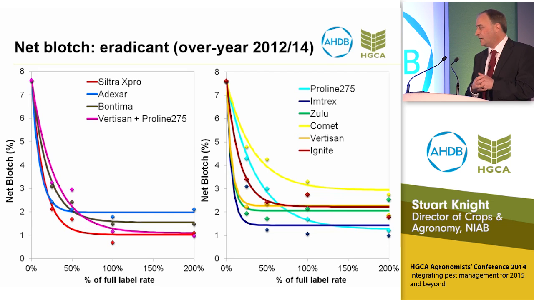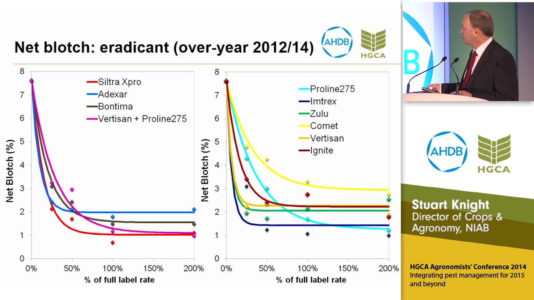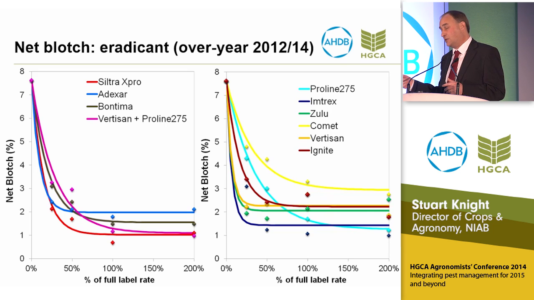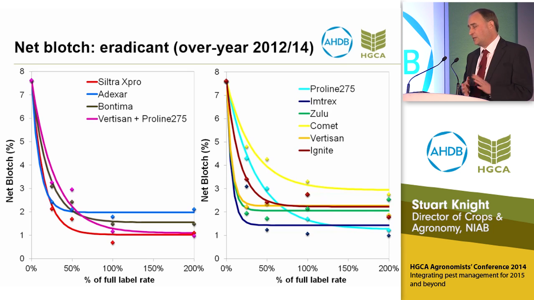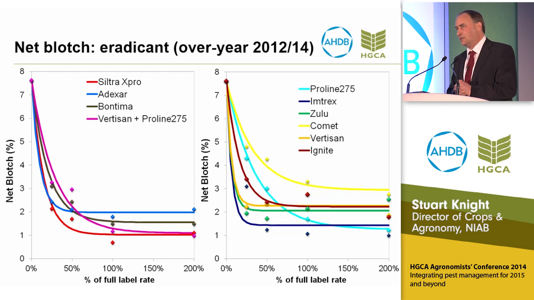Looking at the over-year analysis, again, it's a similar story for the net blotch. The main reason for showing you this slide is I wanted to show you the Bontima result. Bontima wasn't in 2014, but it was in 2012 and 13. And you can see that the Bontima is performing very similarly to the other SDHI mixtures. And the important point about Bontima, of course, is it doesn't have an azole in it. So it does bring in some other chemistry, some saprodinil, and can match the performance of the other SDHI products, which are mixtures with azoles.